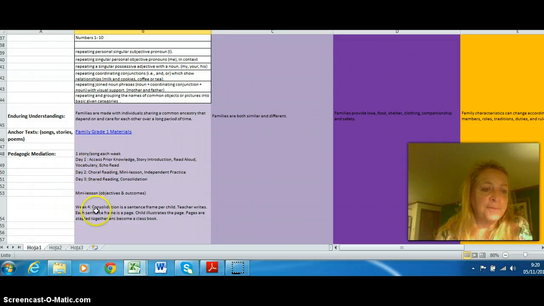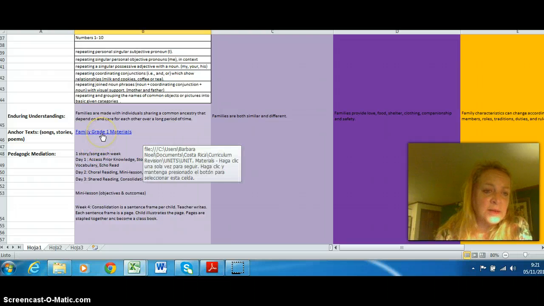So this would be the sequence per week. And then I would ask that if there are more than 3 times a week that the students are meeting, then we would include more mini lessons. And then on week 4, there would be a consolidation using the sentence frame.